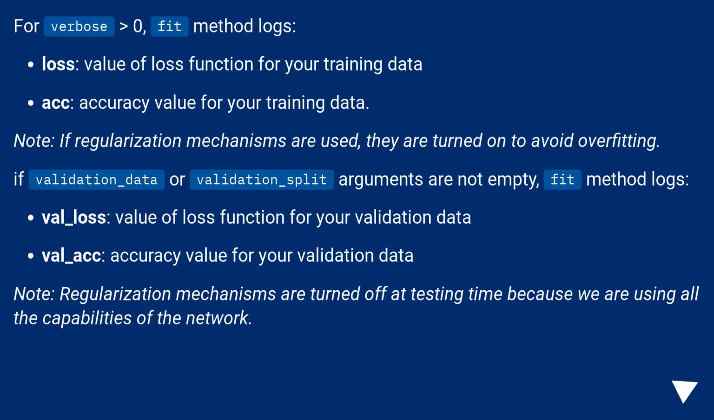If validation_data or validation_split arguments are not empty, the fit method logs val_loss, the value of the loss function for your validation data, and val_acc, the accuracy value for your validation data. Note, regularization mechanisms are turned off at testing time because we are using all the capabilities of the network.